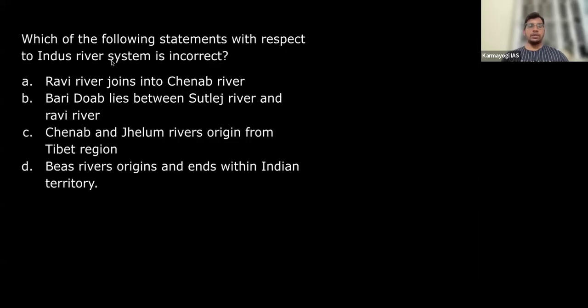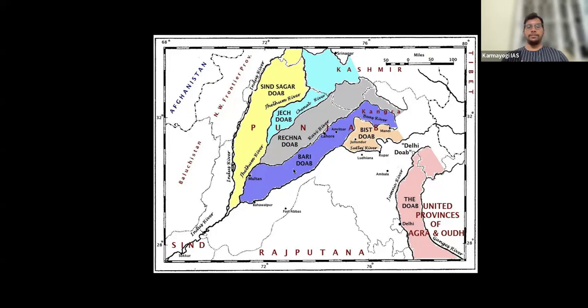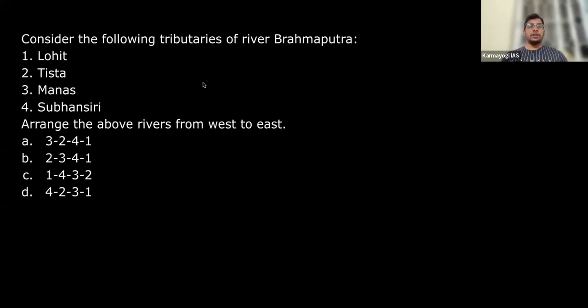So if you see the question, Ravi River joins Chenab, this is correct. Barhi Doab exactly lies between Sutlej and Ravi rivers, correct. Chenab and Jhelum rivers originate from Tibet, no, it is from India. So the answer is C. Beas River originates and ends in Indian territory, that is also correct, right. Next one, consider the following tributaries of river Brahmaputra.